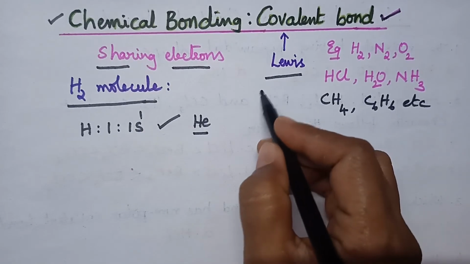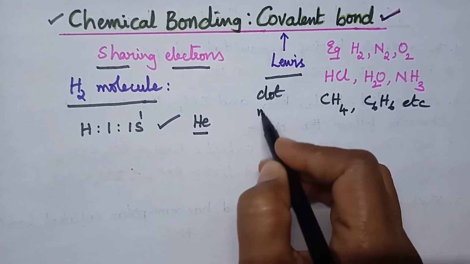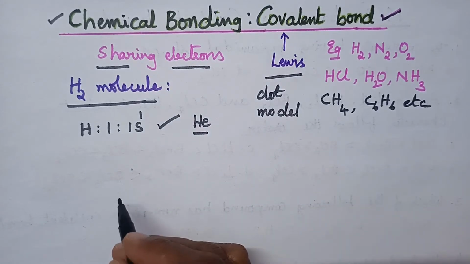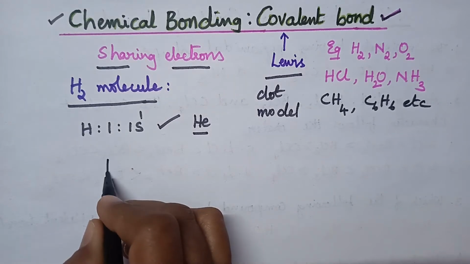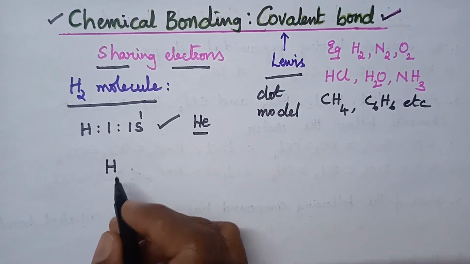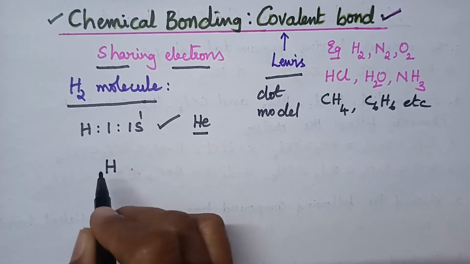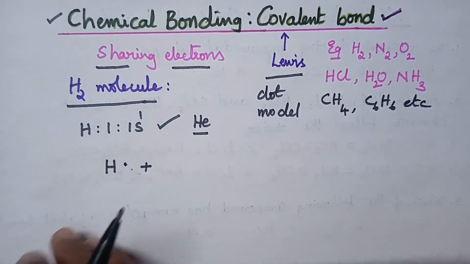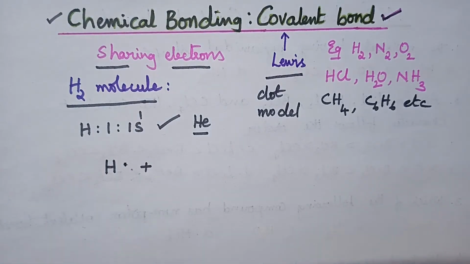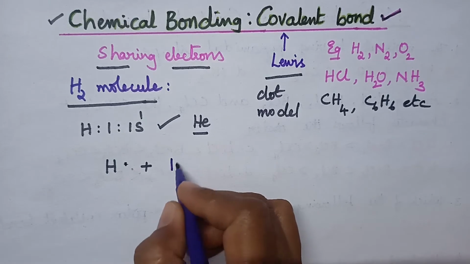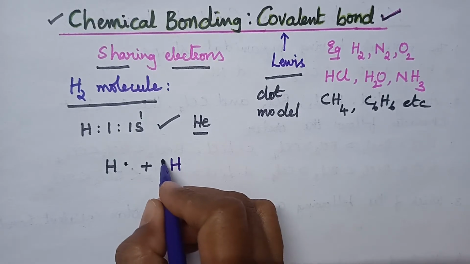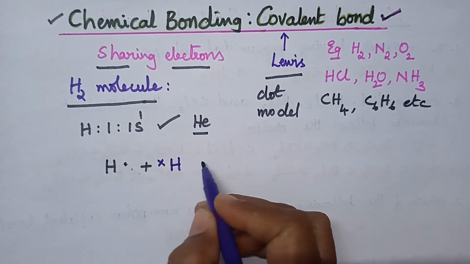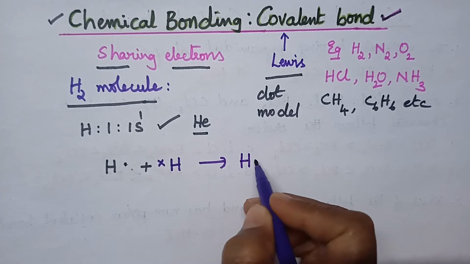And according to Lewis dot model, the electrons present in the outermost orbit will be represented either by using dot or cross. So, each hydrogen atom lacks one electron. That means they contain only one electron in the outermost orbit. So let us see the formation of hydrogen molecule. Each hydrogen contains only one electron in the outermost orbit, so each hydrogen contributes one electron for the sharing.